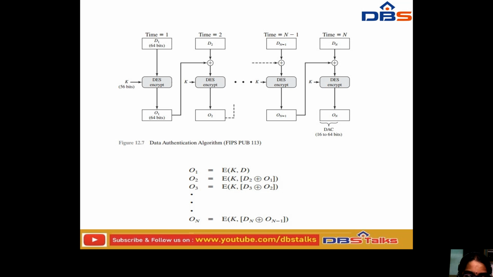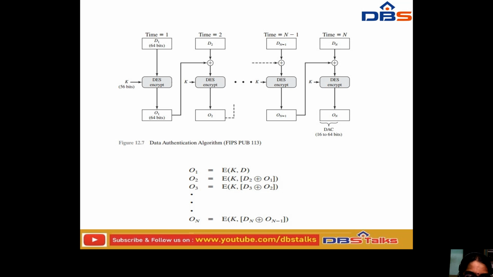For that we apply the Data Encryption Standard algorithm. After applying it we will get some bits. After getting that, we perform the XOR operation with the next block, which is then applied to the Data Encryption Standard. Just like that up to block n. Here O1 is the output we get after applying the Data Encryption Standard.